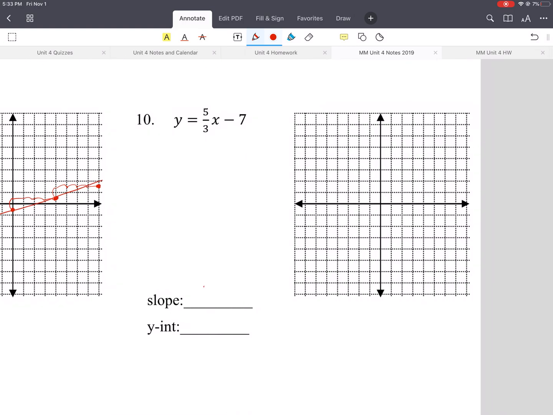Next, we have another slope of 5/3 and a y-intercept of 0, comma negative 7. Should be right here, I think. Let's see, 1, 2, 3, 4, 5, 6, 7. Yep. And then our slope is rise of 5, 1, 2, 3, 4, 5, and then over 3, 1, 2, 3. And then we just connect all of our dots. Something like that.